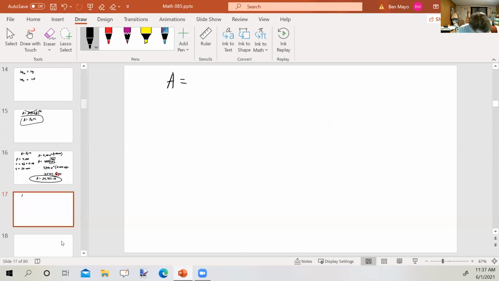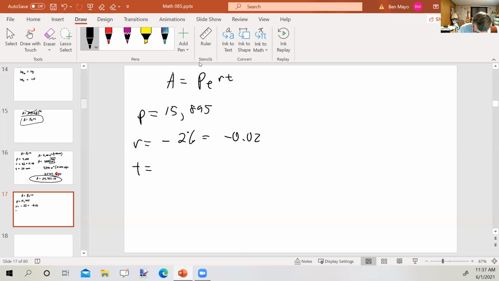In this example, the rate is going to be negative. So we've got, let's see here, P, the starting value, is 15,895. R is negative 2%, which would be negative 0.02, and the time is 16 years. Now, since the rate is negative, the amount is going to be smaller at the end than it is at the beginning. So A equals 15,895 times e raised to the negative 0.02 times 16 power.